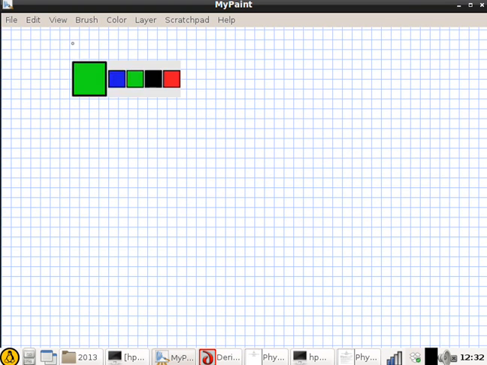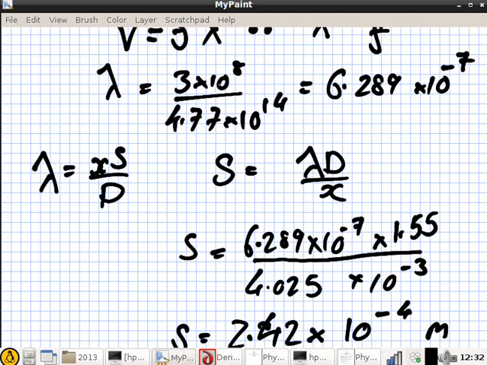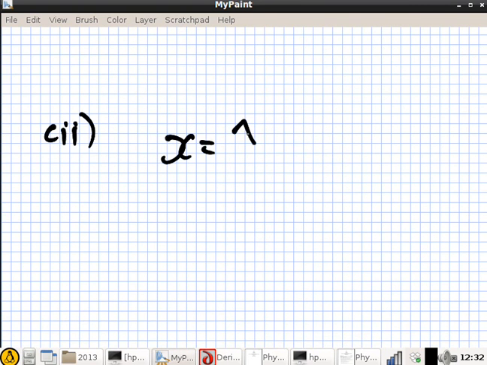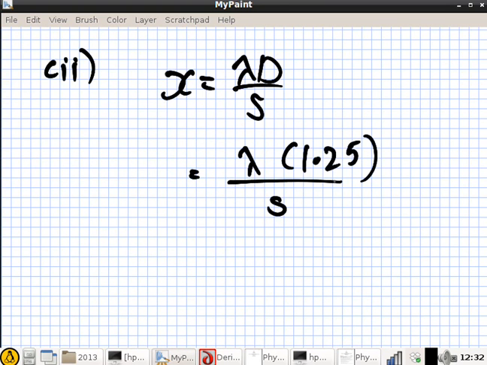Okay, so here, let me do it here. See part 2. You want the x now, and it's using the same formula, lambda d over s. But the difference now is the d is 1.25. So it's 1.25. I don't have the numbers, but can you type the numbers in? The only thing that's different is this is 1.25, but the lambda and the s is the same. So what do we get here, please? 3.25 times 10 to the minus 3 meters.